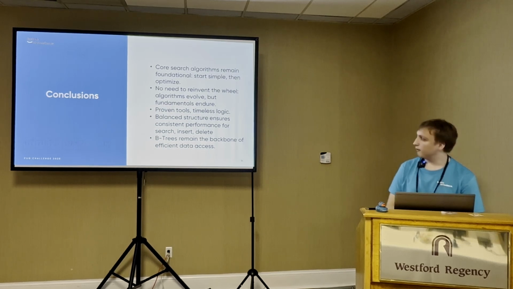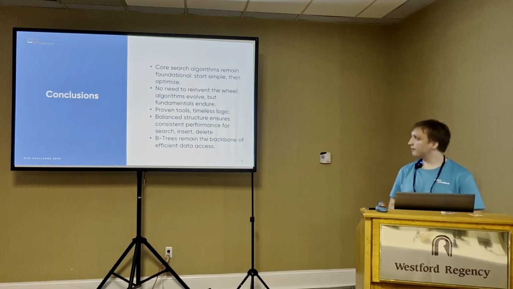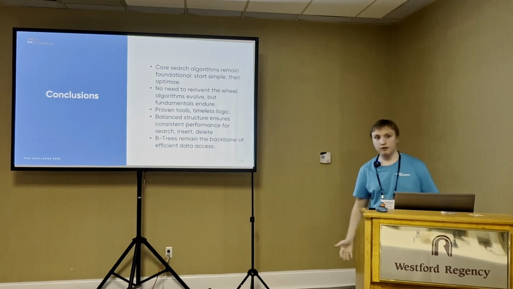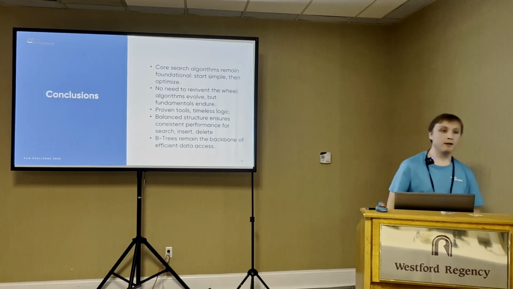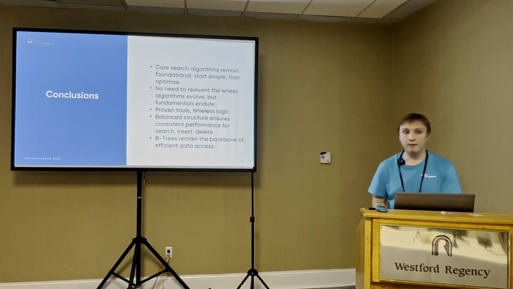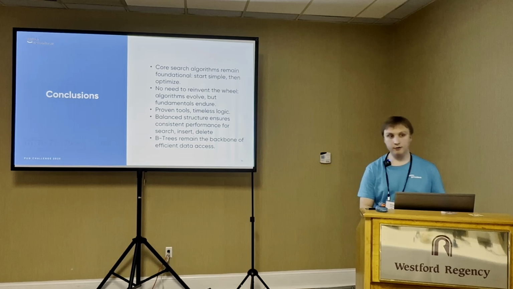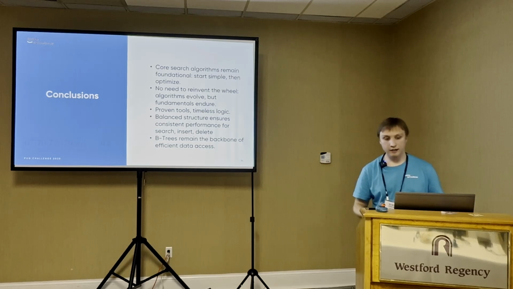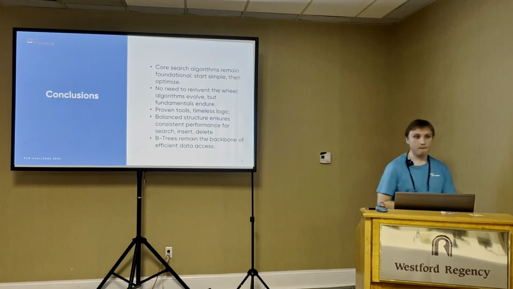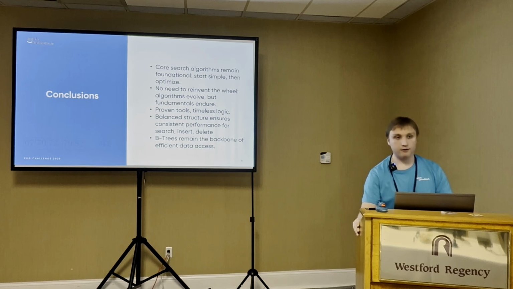Thus, as I wrote here, proven tools, timeless logic, that is essentially the context of B-trees. They remain the data structure used, as you can see, by both Apple and Progress and pretty much any database, even if they have modified them. The backbone, the main foundation, still remains the B-tree. This kind of structure remains the main point of how database indexing works, right?